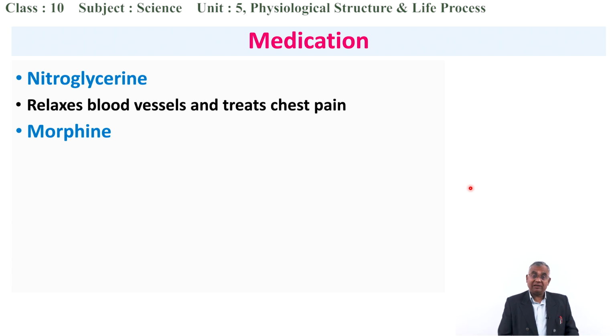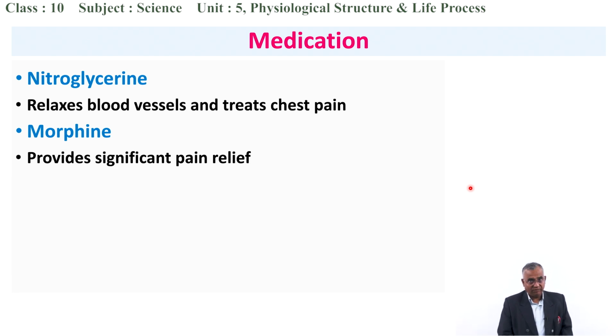Next one, for painkiller, is morphine. You know from which morphine is obtained? Opium. Opium, yes, that is banned, you know, but for medicine it is used. So morphine is a painkiller. It provides significant pain relief because severe pain is experienced by the victim in it.